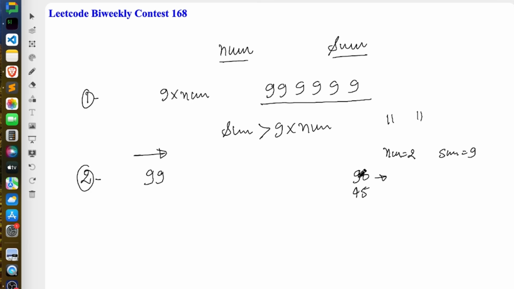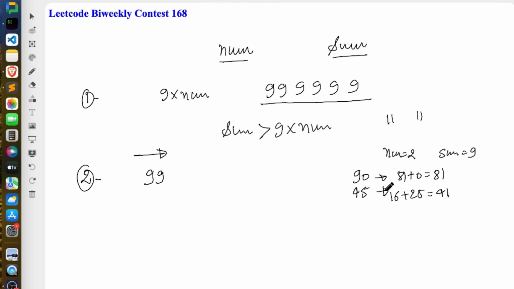Now let's see what the score of each is. The score of 90 is 81, since the square of 9 plus the square of 0 is equal to 81. What is the score for 45? 4 squared is 16 plus 25, so the sum is 41.